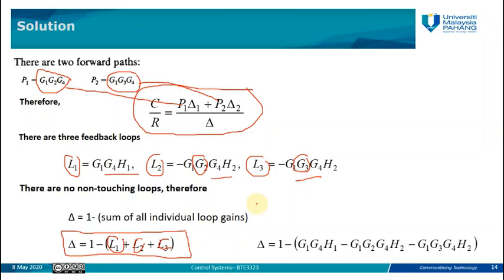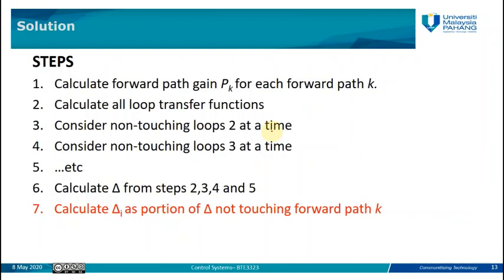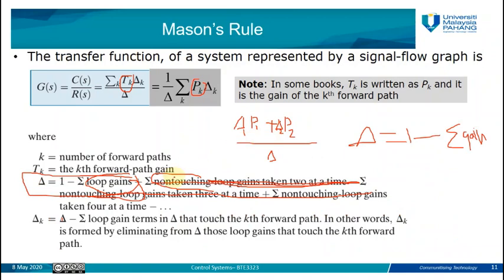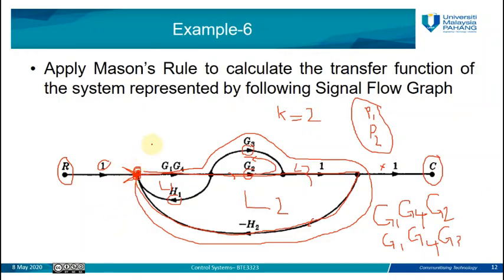Now, this delta is already known. We still need to find delta 1 and delta 2. How do we find delta 1 and delta 2? Based on the formula, we take the value of delta, then we eliminate the loops which touch the forward path in question. So what is the forward path here?